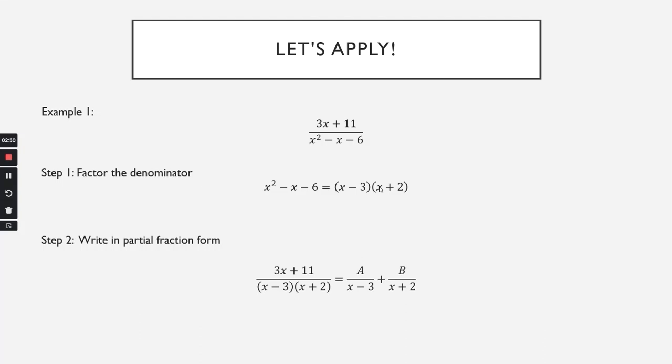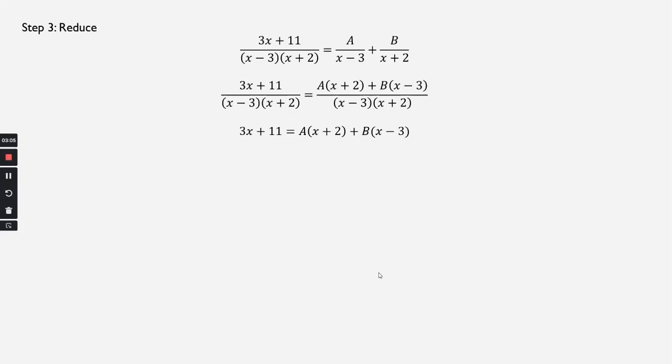Next, we are going to write in partial fraction form. Our x minus 3 and x plus 2 have no x squareds in them, and they are both taken to the power of 1. So using our rules, we can write this as a over x minus 3 plus b over x plus 2. The next step is to reduce this fraction.